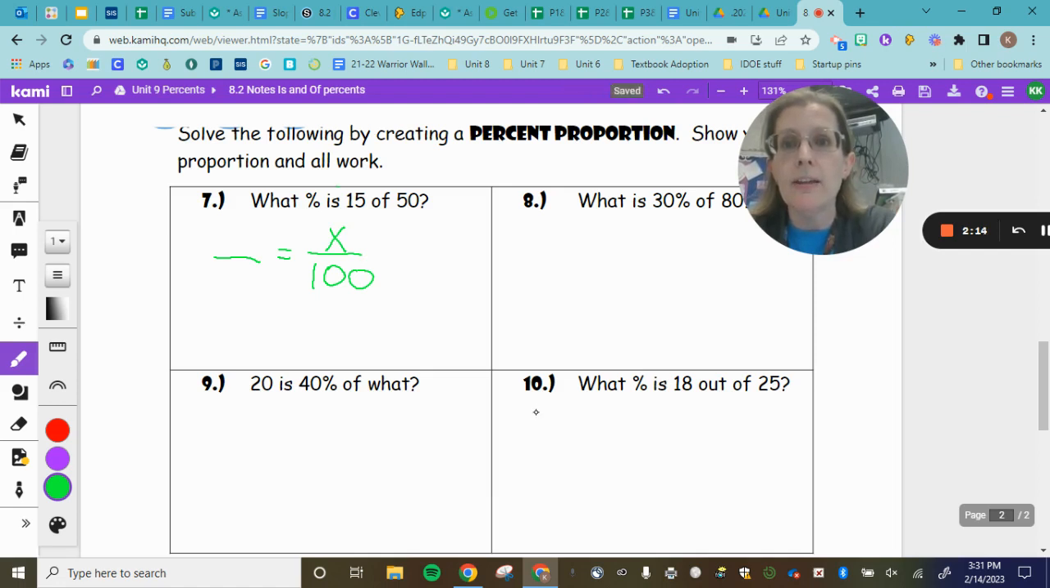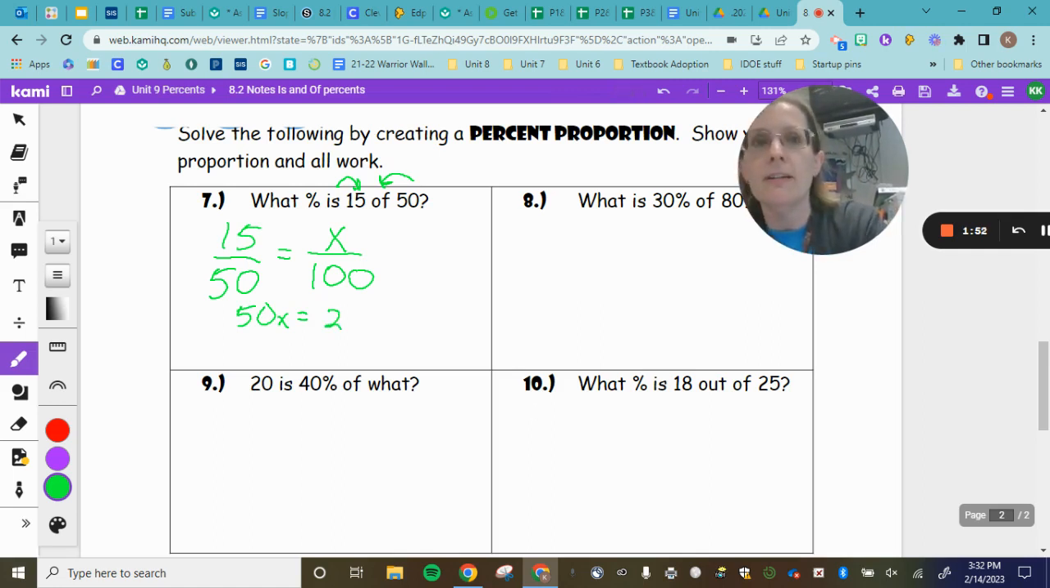Now I can see that the 15 is by both the of and the is, but the 50 doesn't have anything except for of. So the 50 has to be the of, it goes in the of spot. The 15 has to be the is, it goes in the is spot. So now I just cross multiply again. I will get 50x equals 2,000. Sorry, I got my wrong answer key. Give me 1 second. So 50x equals 1,500.